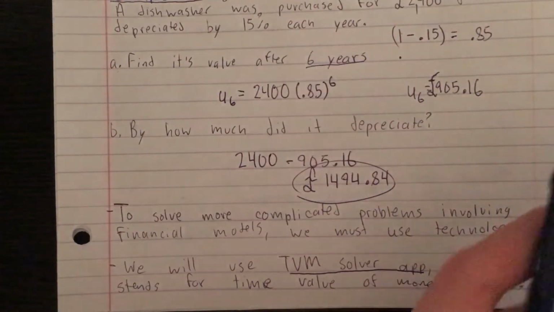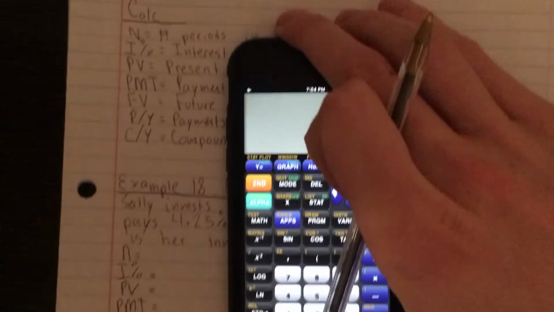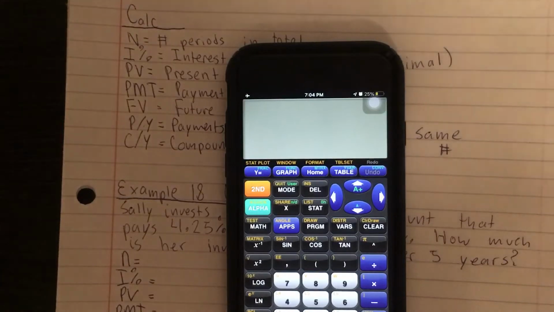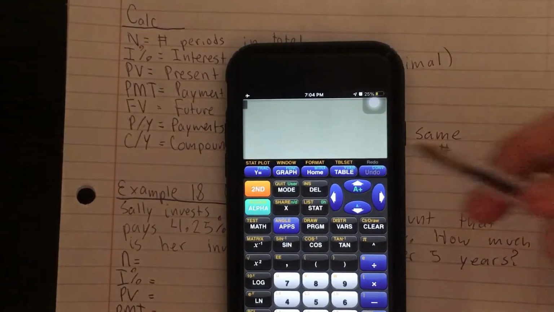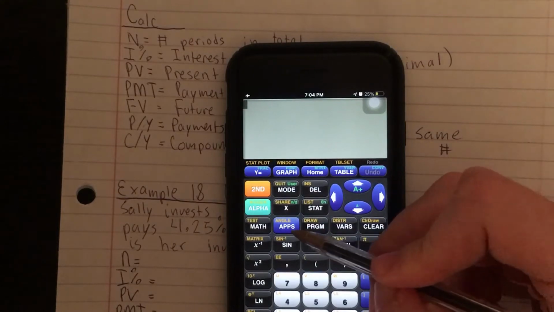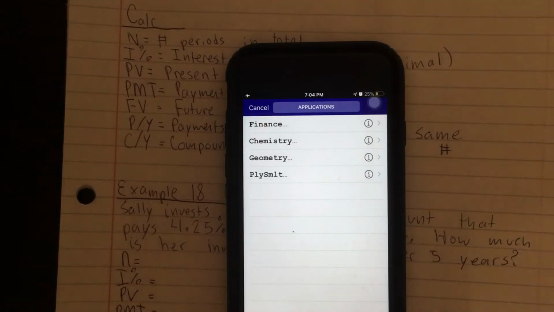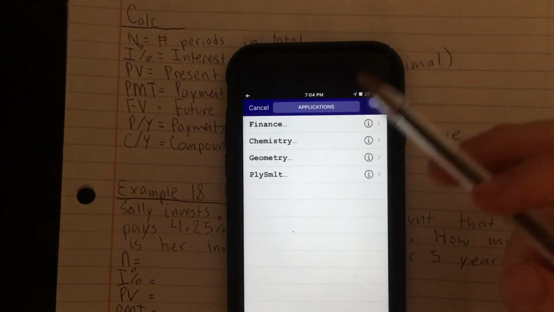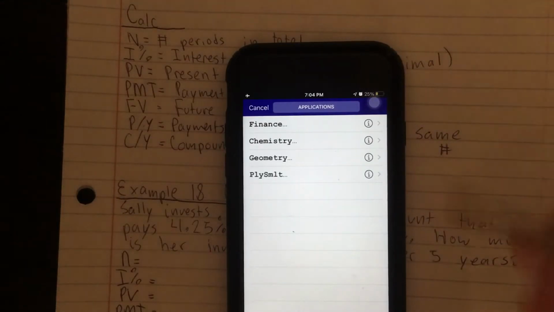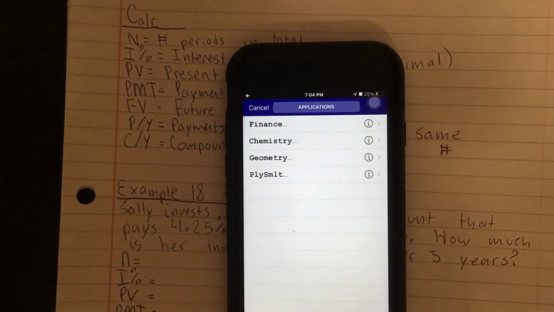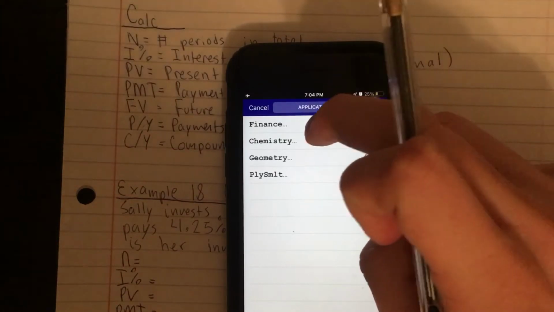When the designers of these calculators made these calculators, they made them very intuitive. So if you're looking for an app, you want to go and hit that big app button there. And you're like, oh, okay, what have we been studying? Was it polynomials? Was it geometry? Was it chemistry? Was it finance? If you've been paying attention, we are studying finance right now.